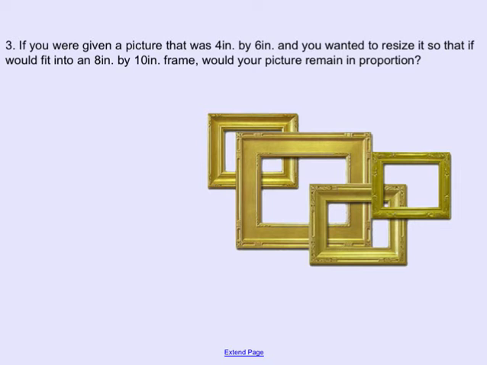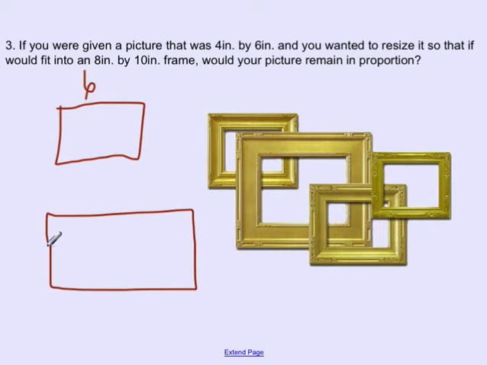Let's take a look at number 3. So for number 3, we have two photo frames. One is 4 by 6. The other is 8 by 10.